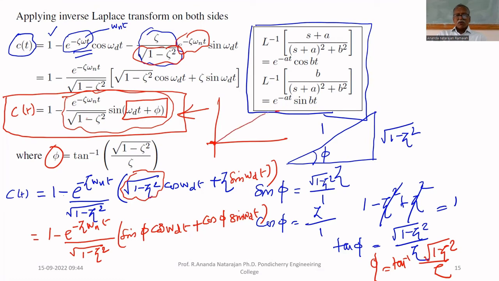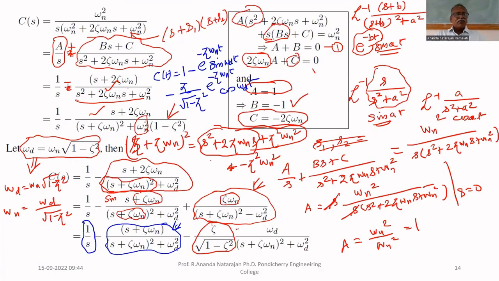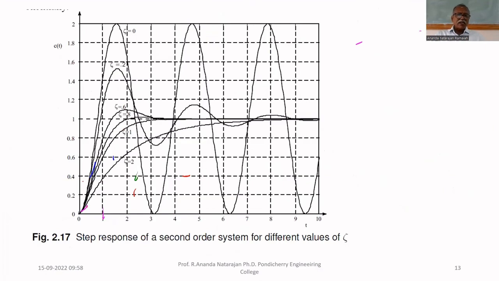We do not know whether it will go like this or like this. To find that, we have to substitute various values for t. If you substitute various values, the response will look like this. Follow my pen, it will follow like this.